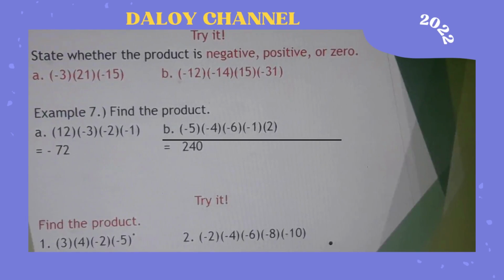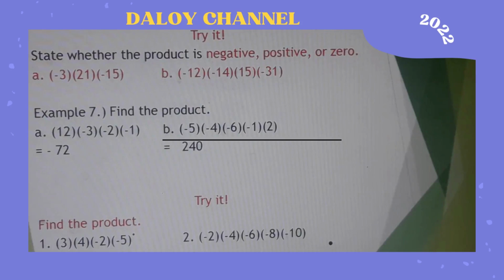Okay, we will continue. By the way, because of that discussion, you are required to perform the try it activity. Okay, let's proceed to example number 7. Find the product of the following. So multiplying 12 times negative 3 times negative 2 times negative 1, so definitely the answer is negative. Then multiplying the product of its factors, the answer is negative 72.